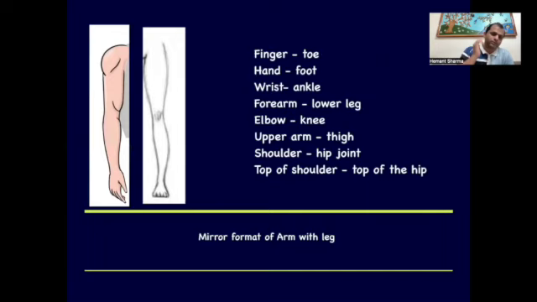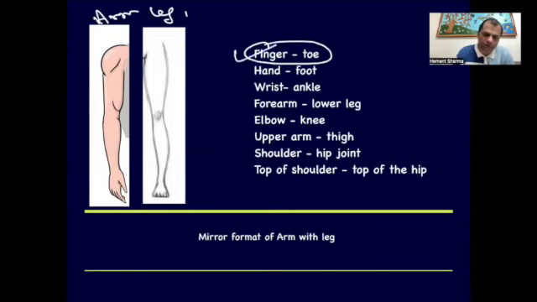And in the same way, we can also compare the arm with the leg. How? The fingers look like toes. We can see, the fingers look like toes. If the problem is in the finger, I will treat the toes. The hand looks like the foot. If the problem is in the hand, I will treat the foot. The wrist looks like the ankle. So we can see here.